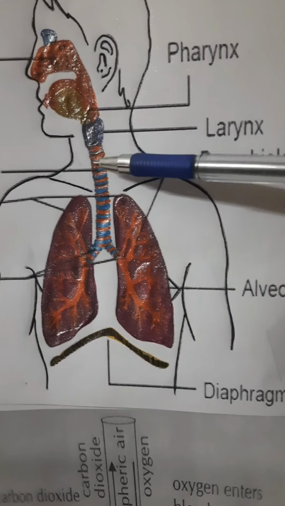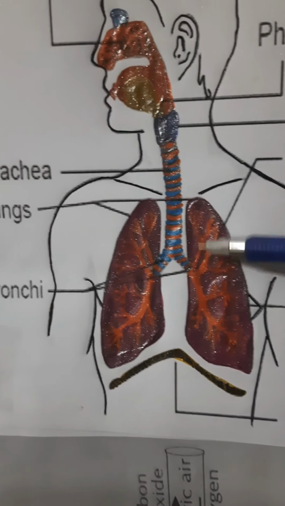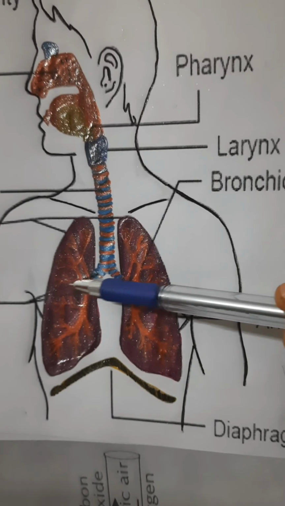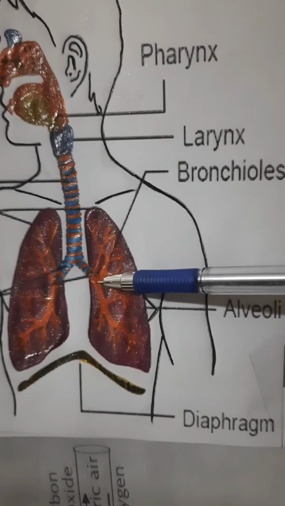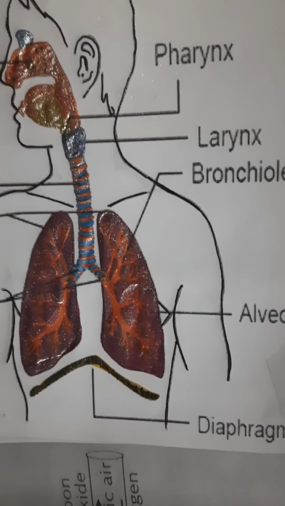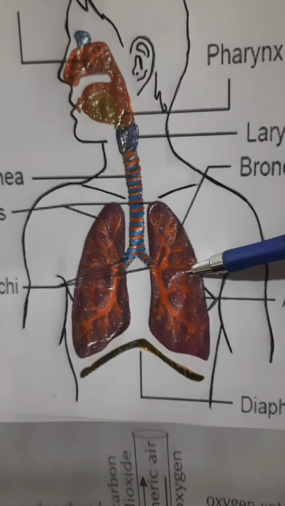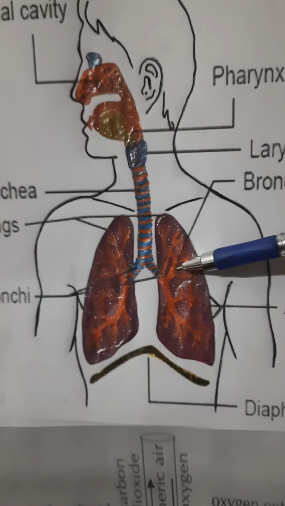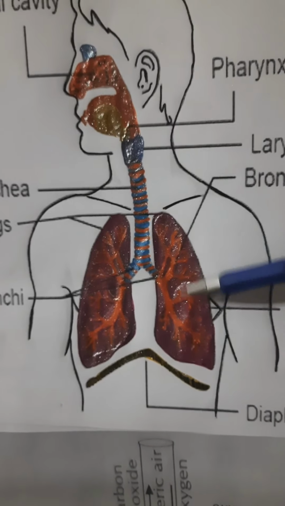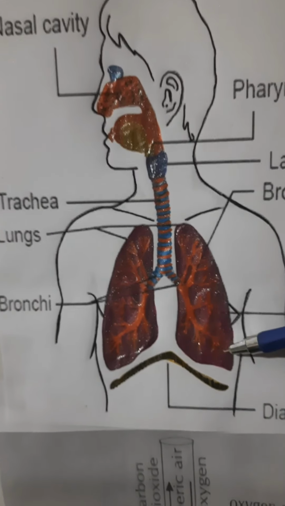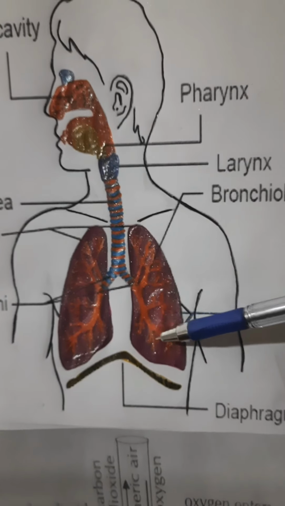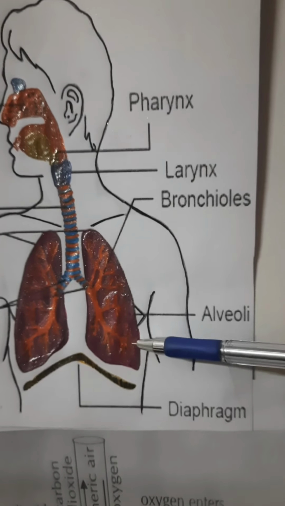Now trachea branches into two thinner tubes called bronchi. So these two are called bronchi, which enter the lungs. So we are having two lungs. After entering the lungs, each bronchus, the singular form of bronchi is bronchus, divides to form a large number of smaller tubes called bronchioles. Each bronchiole has tiny air sacs.